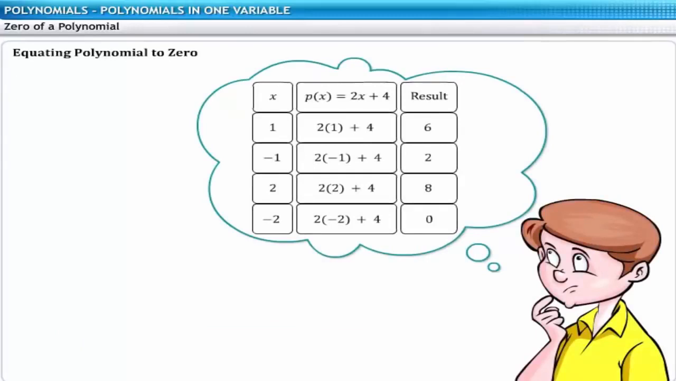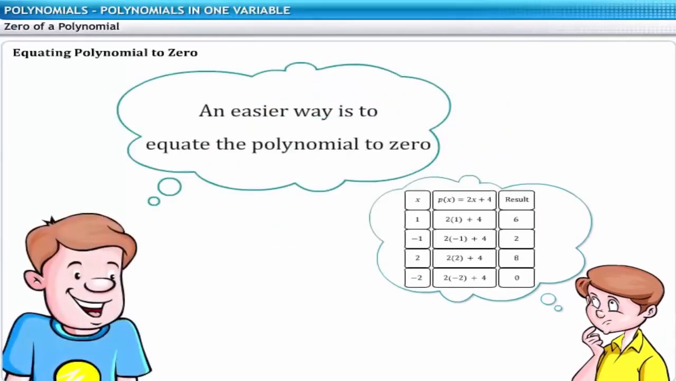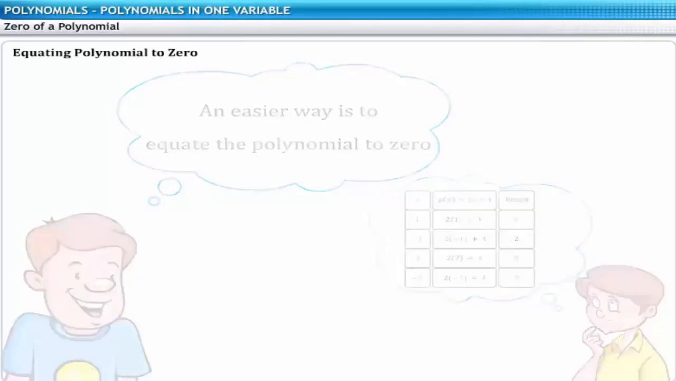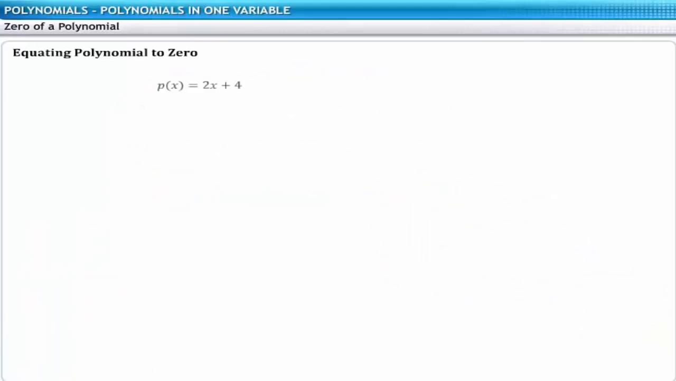An easier way to determine the 0 of a polynomial is by using the other method, that is, equating the polynomial to 0. In this method, you can find the 0 of the polynomial p of x is equal to 2x plus 4 by taking x as the subject. Thus, p of x is equal to 2x plus 4. P of x is equal to 0. Thus, the value of the polynomial 2x plus 4 is equal to 0.